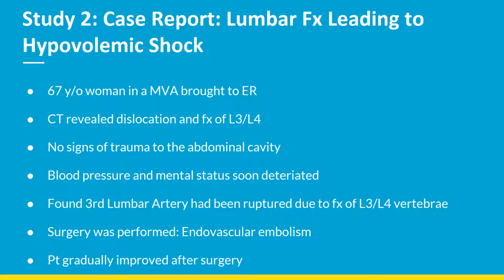Surgery was performed, an endovascular embolization, which is what we learned about in class last semester. Like with strokes, they have a coil that goes in and wraps around the hematoma to stop it. The patient gradually improved after surgery. The study shows that while most of the time it's the abdominal arteries and organs in the abdominal cavity, it is not always the case. Hypovolemic shock can be seen anywhere in the body and needs to be treated rapidly once signs and symptoms are seen.